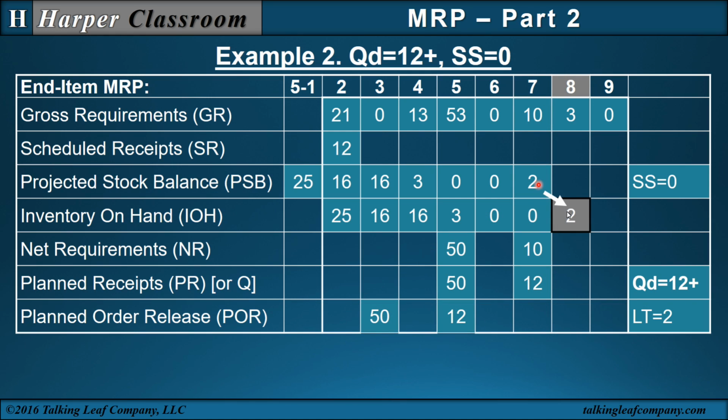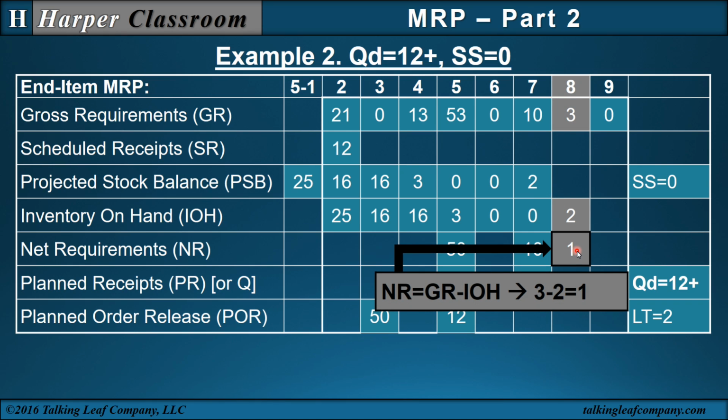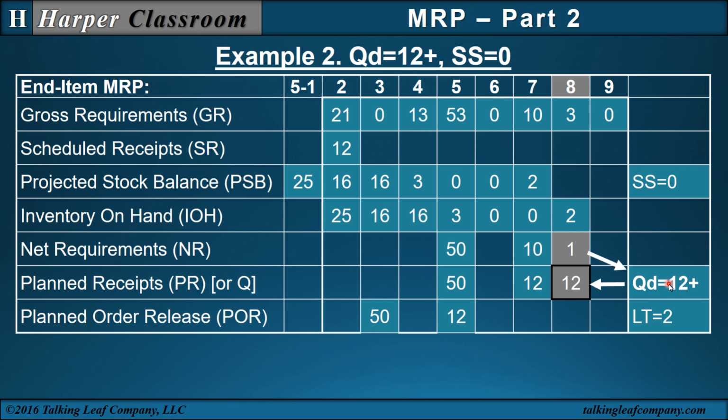I bring the 2 over as my inventory on hand, but this time I have a gross requirement of 3. So my net requirements then will be 1. I compare that with my lot size discipline of a minimum of 12, and so I have to order 12. Compare my 12 with my lead time of 2. I come back to and have a planned order release of 12, which would generate a planned receipt of 12.